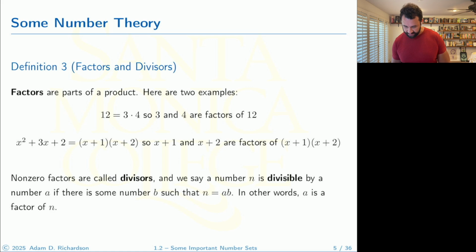What I wanted to point out specifically is this relationship here. We say n is divisible by a number a if there's a number b such that n equals a times b. So in other words, we can say that a is a factor of n. And we can also say that a divides n, and we can say n is divisible by a. There are all of these equivalent ways of saying the same thing. But when we say that n is divisible by a, we mean you can find a b such that a times b equals n. That's what it means.